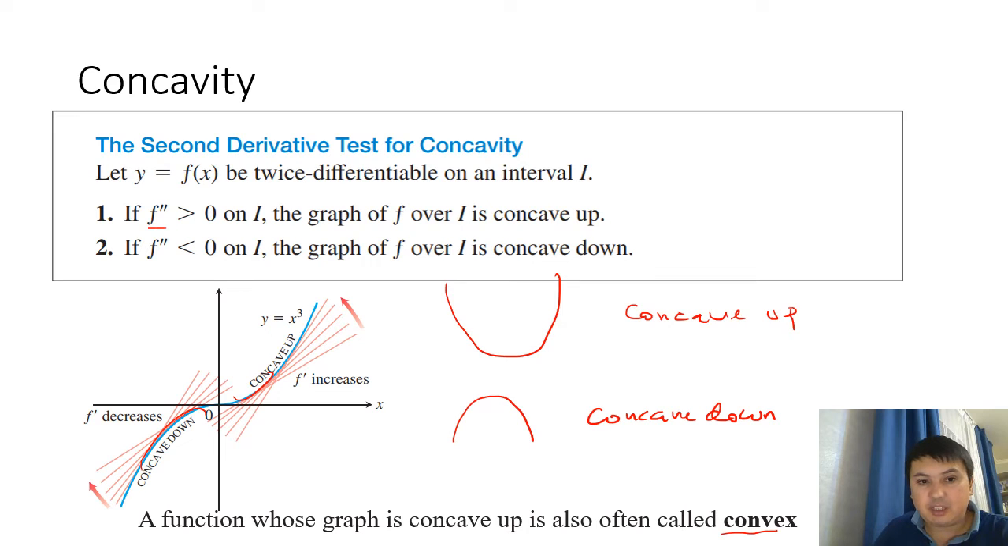If the second derivative is positive on an interval, then it's concave up. If the second derivative is negative, then it's concave down. So the second derivative gives us information on whether the function is concave up or concave down, etc.